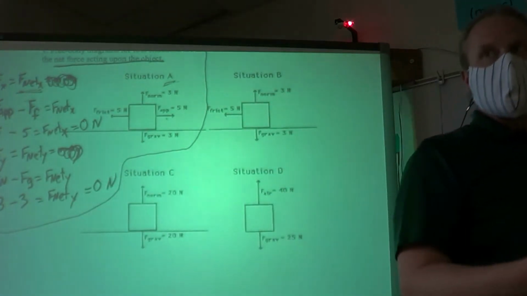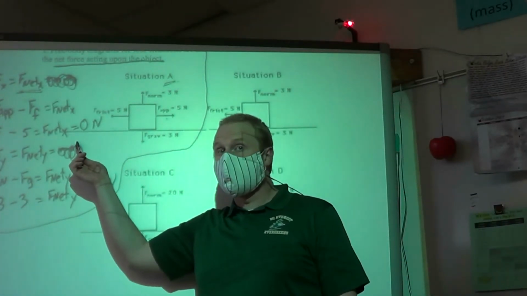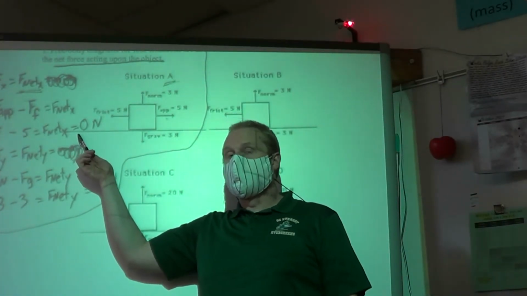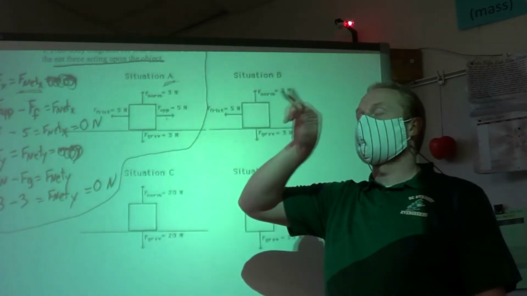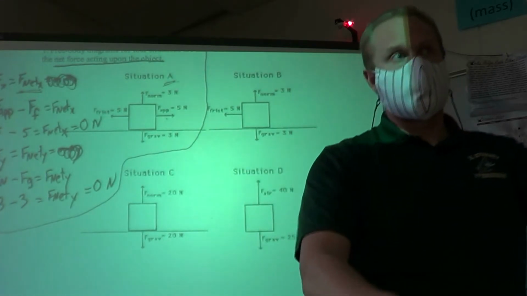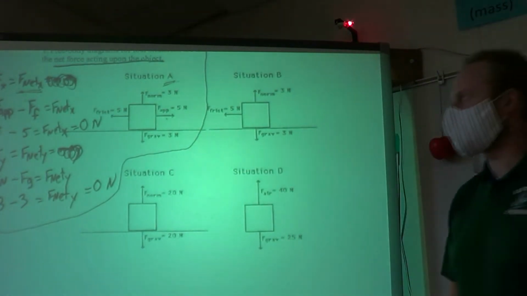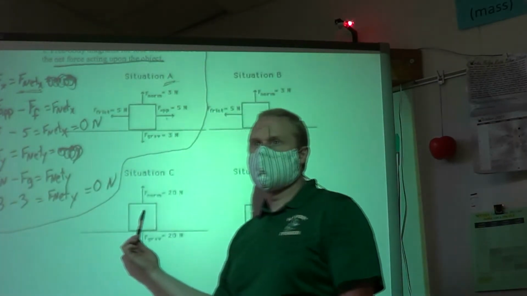What does that tell me about my forces in the x direction? My F net is 0, my forces are balanced, my acceleration is 0, and my velocity is constant. In the x direction, only in the x direction is what that tells us. Because we have to repeat this process again in the y direction.